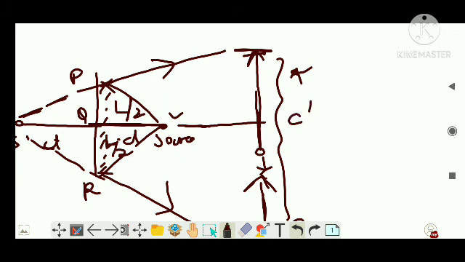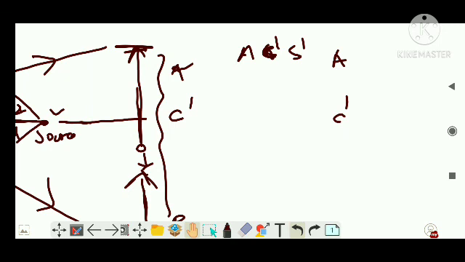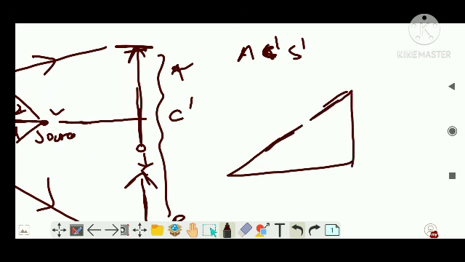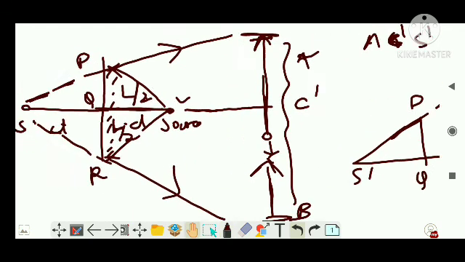This much clear? Now I'm going to consider the triangle A, C dash, and what is the image? It is S dash. So let's take the triangle separately. While I'm drawing, some of the sections are getting missed. It's okay. This is A, this is C dash, this is image, this is P, and this is Q. Let's remember.